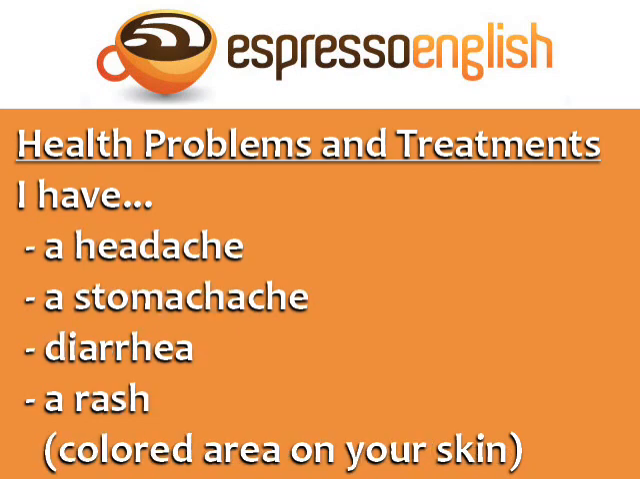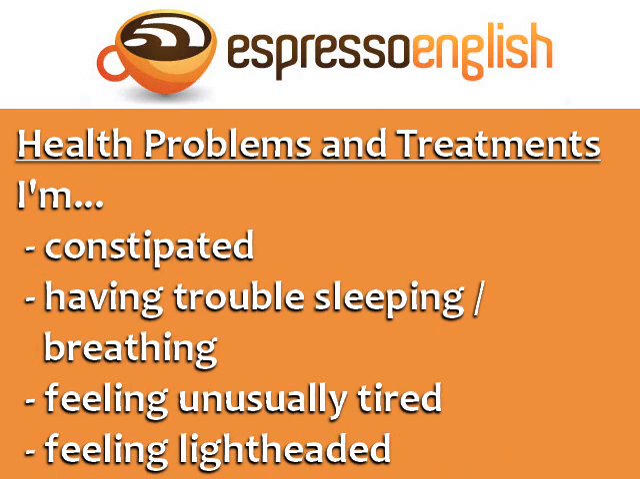I have a headache. I have a stomach ache. I have diarrhea. I have a rash. A rash is an unusual colored area on your skin. I'm constipated. When your digestion is blocked and you have difficulty going to the bathroom. I'm having trouble sleeping, or I'm having trouble breathing. Having trouble is another way to say having difficulty.